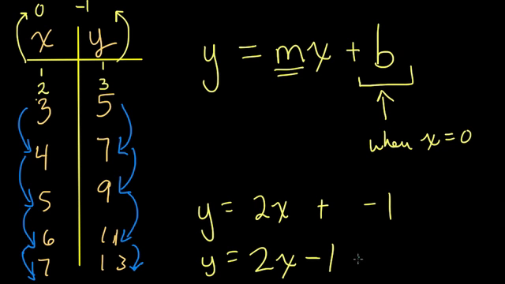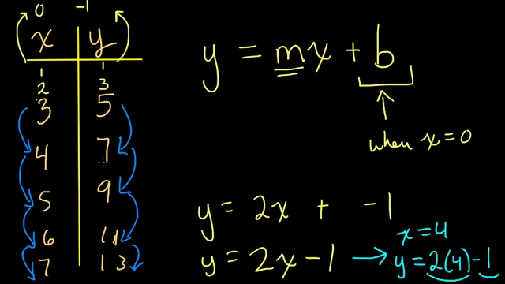And if I'm unsure about why this works, I plug in x values. Let's plug in x equals 4. When I do that, I get y equals 2 times 4 minus 1. And that's 8 minus 1, which is 9. Excuse me, 8 minus 1, which is 7, which is exactly what we should get here.